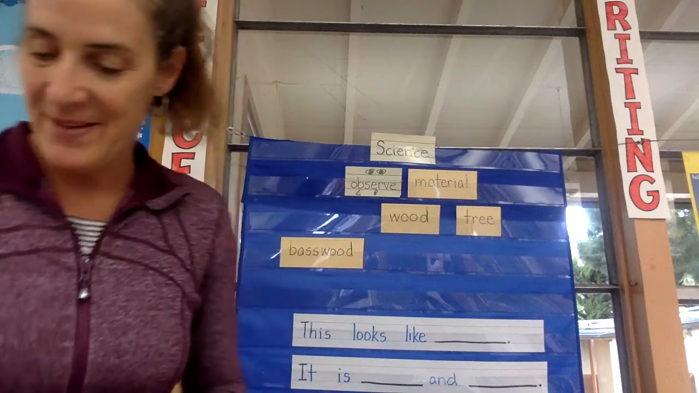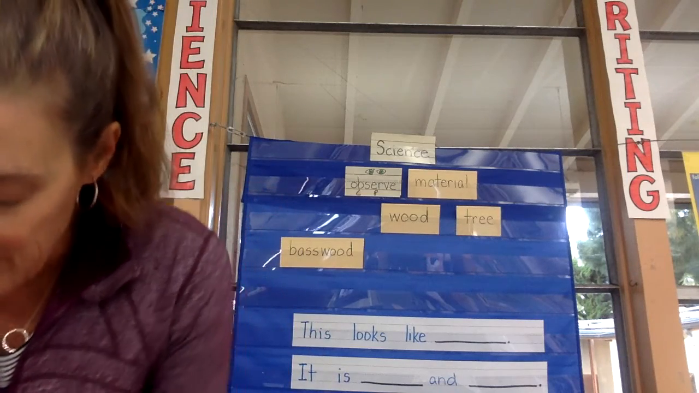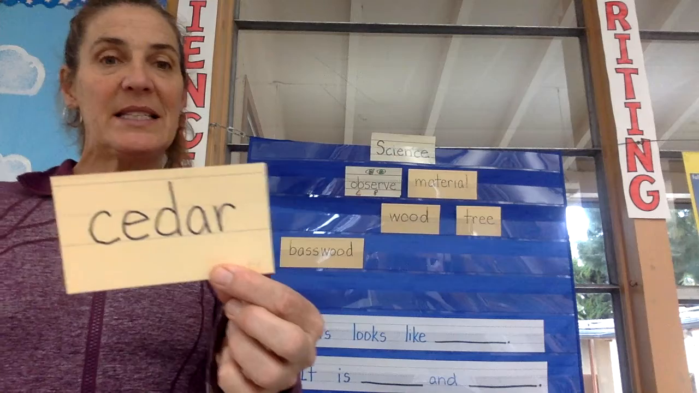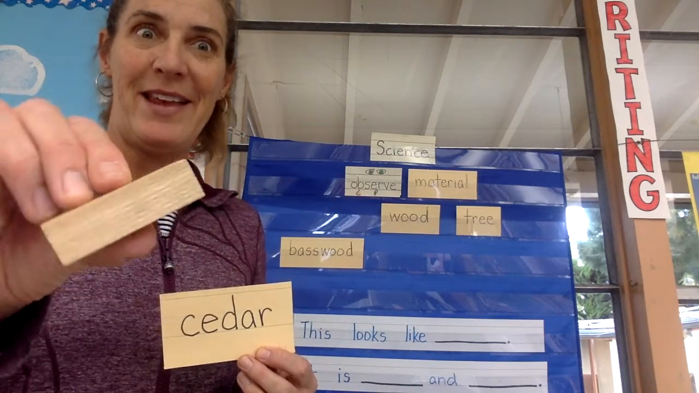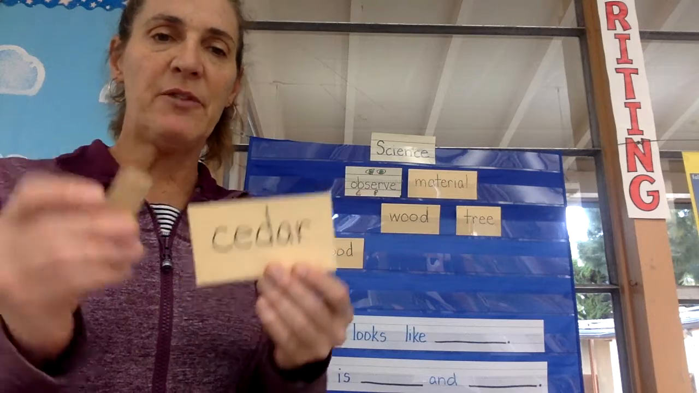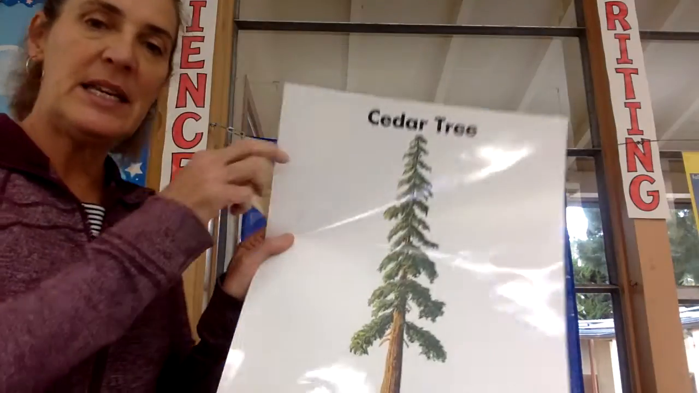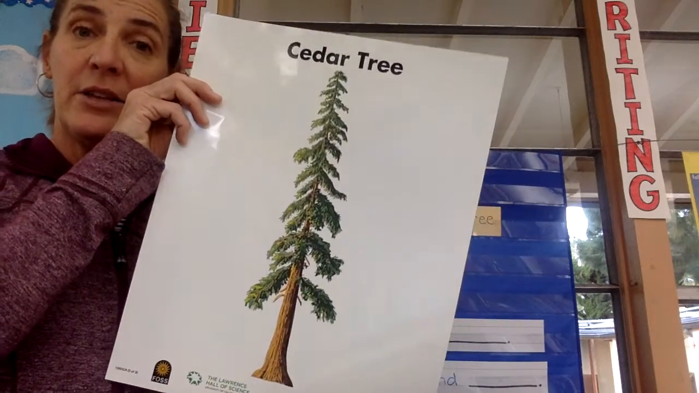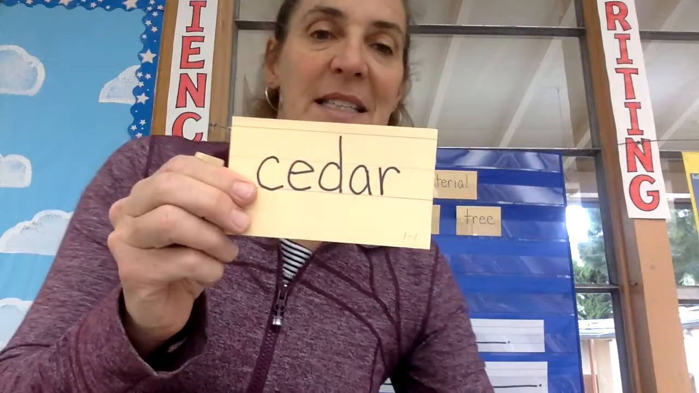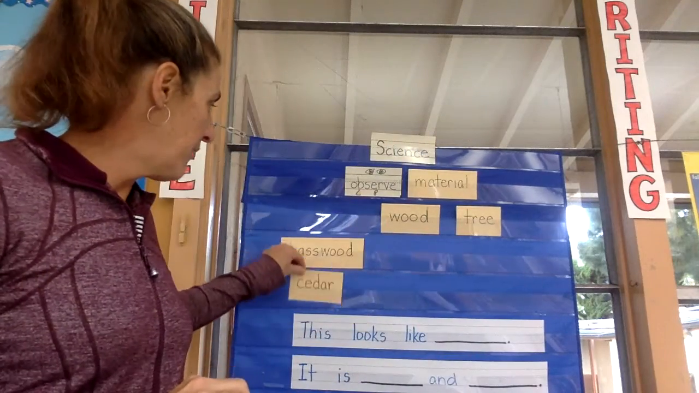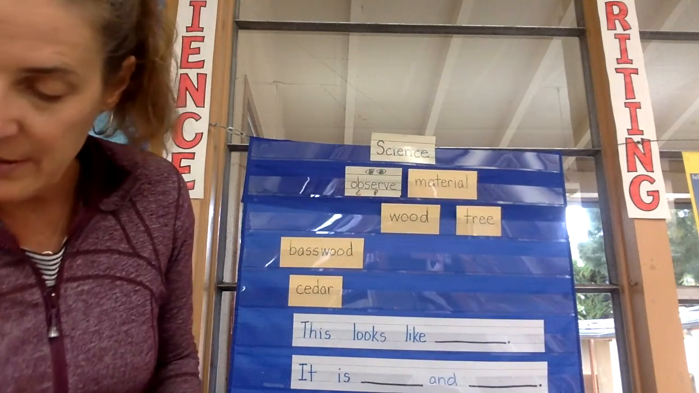And if you can find your piece of basswood, you can look at it, feel it, smell it. Another kind of wood is called cedar. Cedar has a red dot on the end. Cedar looks a little different than the basswood. It does. This is a cedar tree, and it looks different than the linden tree. So this is cedar. I'll put that up. So we have basswood and cedar.